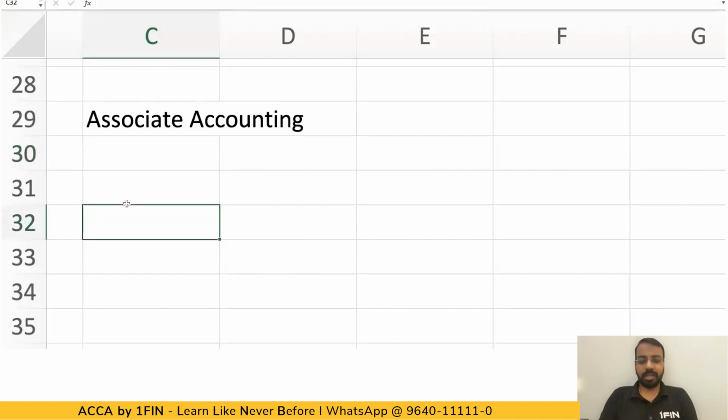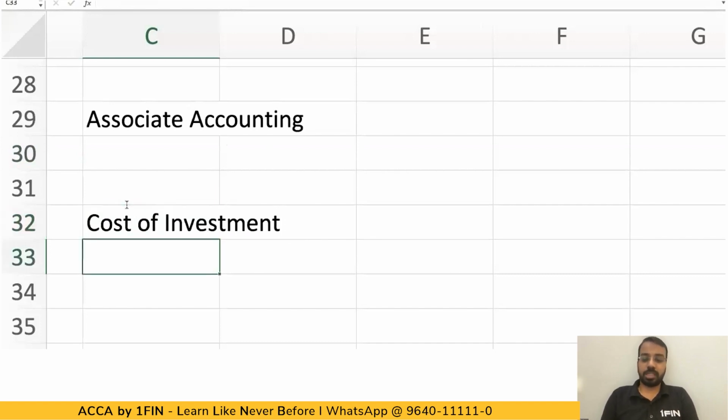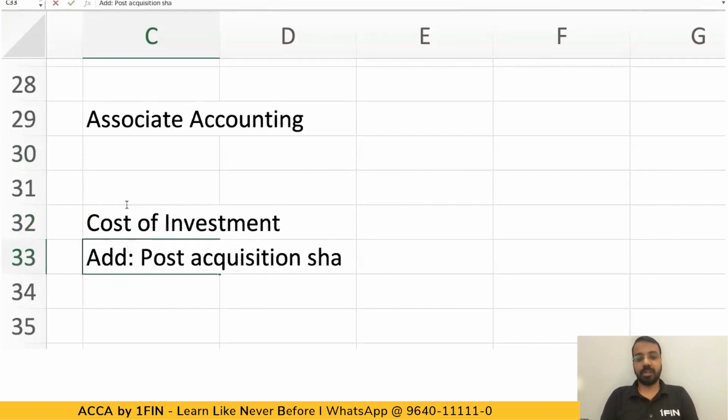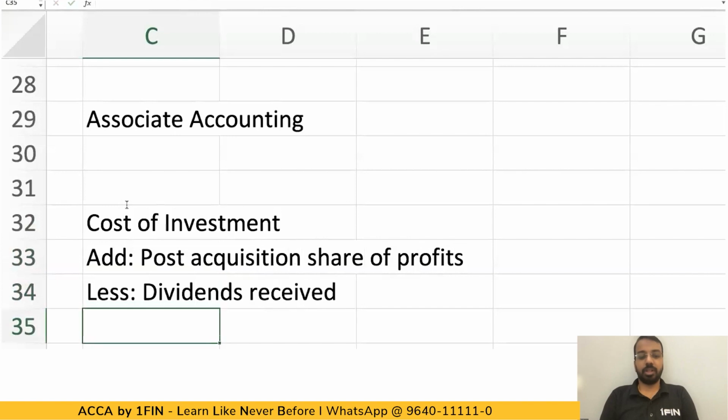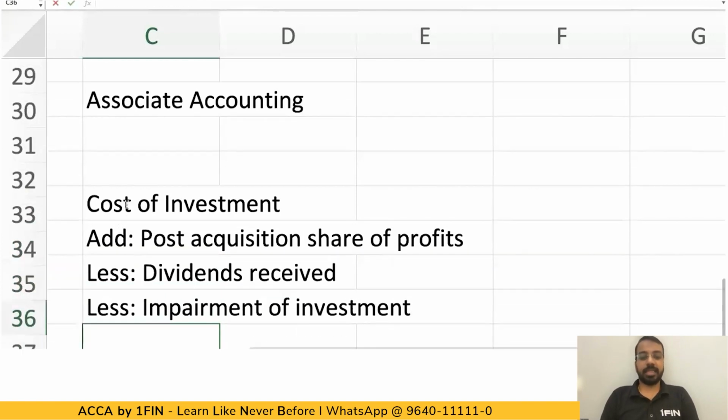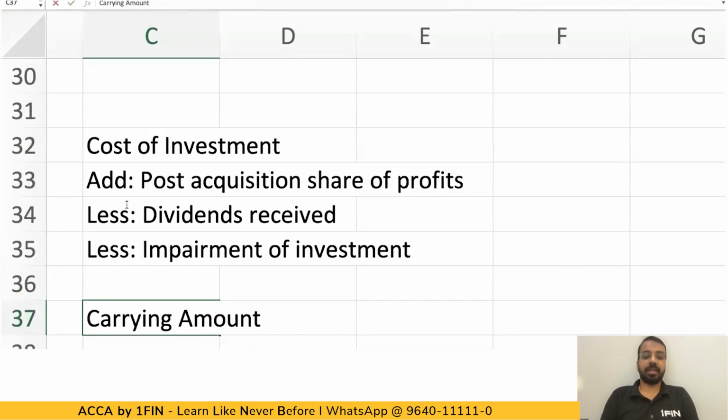Very simple accounting. First, you will take the cost of investment. To this, you will add post-acquisition share of profits. You will reduce dividends received. You will reduce impairment of investment, and then you will get the carrying amount.